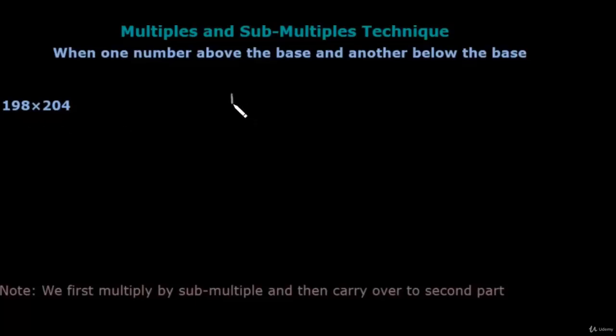Now 198 and 204. These numbers are near to base 200, which can be written as 100 times 2. Main base is 100 and this is submultiple. Now 198 is 2 less than 200 and 204 is 4 more than 200.